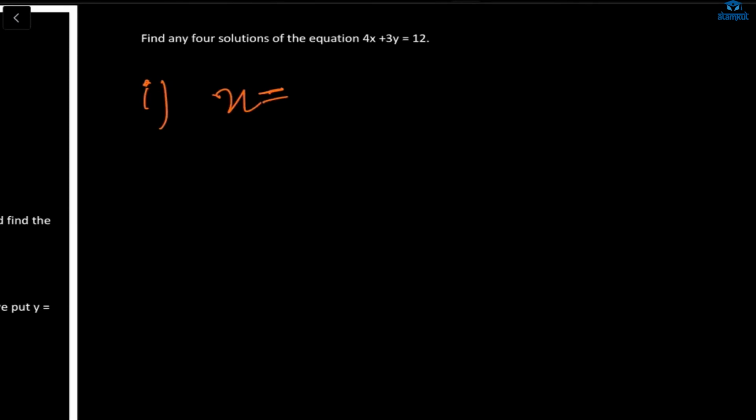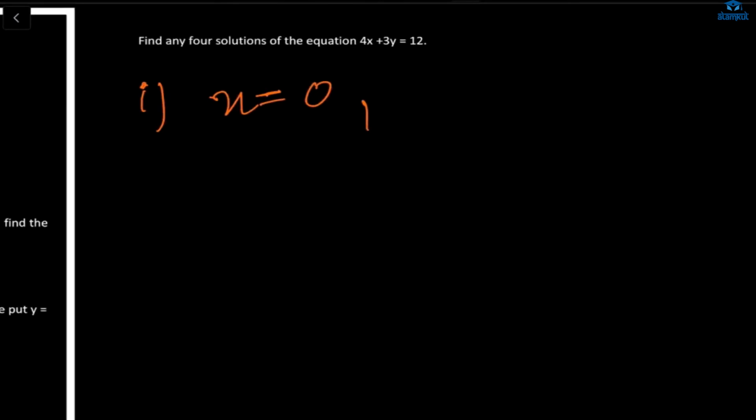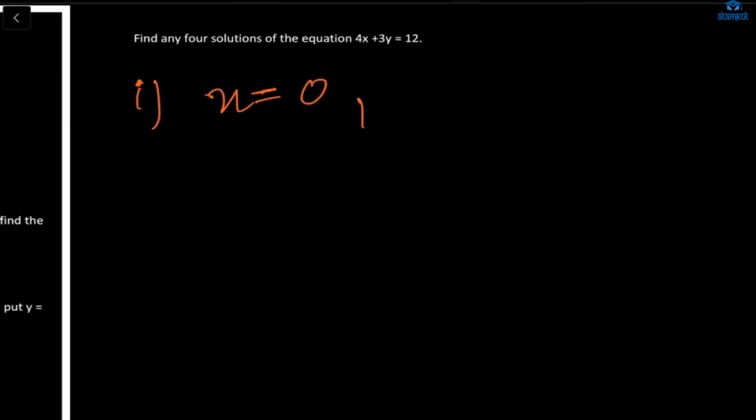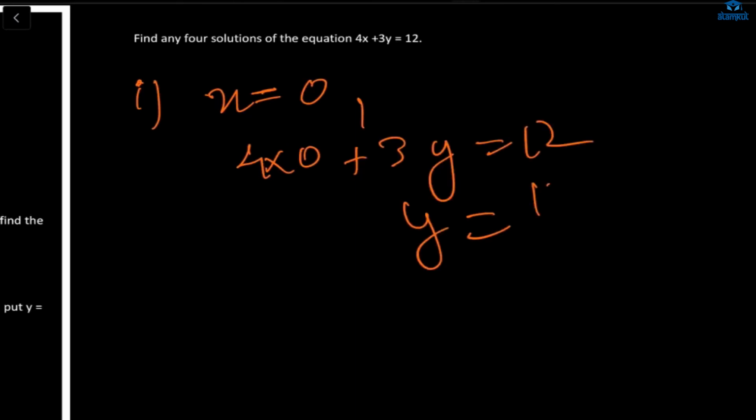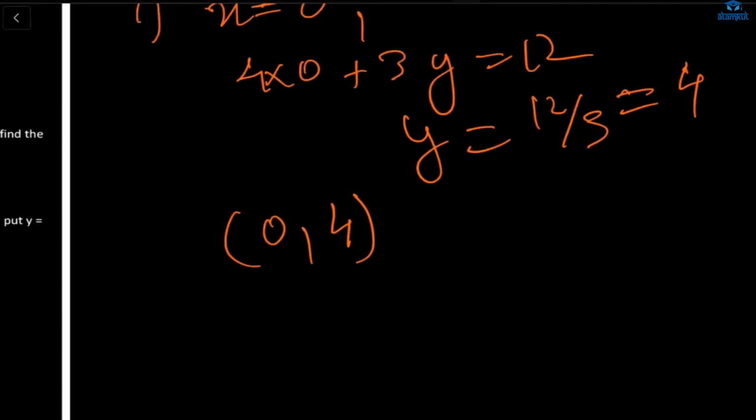Now x is equal to 0. So what will be the value of y? Your first term will become 0. 4 into 0 plus 3y is equal to 12. So the y value will be 12 by 3, am I right? 12 by 3, so it will be equal to 4. So you have got the point (0, 4), the first coordinate.